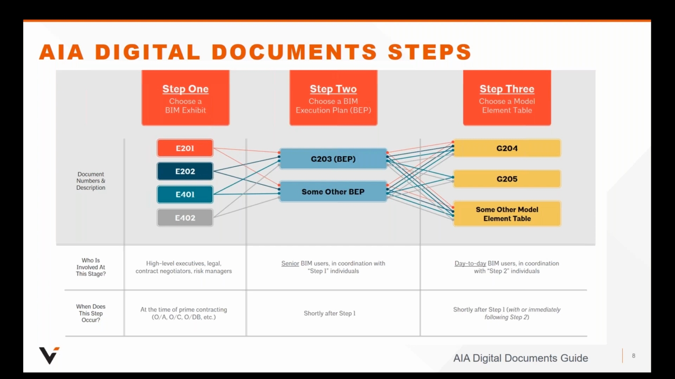Then the senior level BIM coordinators decide what BIM execution plan to use, which could be a version of the AIA's G203 that we'll discuss later, or some other BIM execution plan. For instance, if you have ever provided services to Penn State University, you worked under its well-crafted BIM execution plan. And then step 3, the BIM experts develop a model element table. Again, that could be the extensive G204, the abbreviated G205, or some other model element table that the parties create.